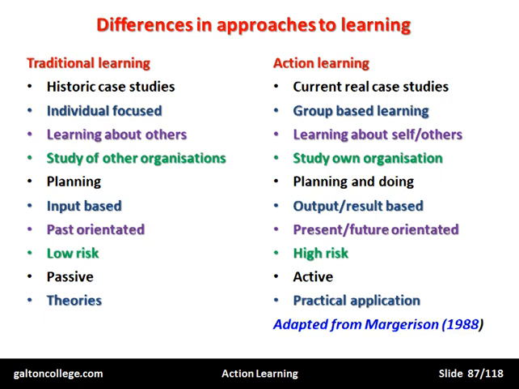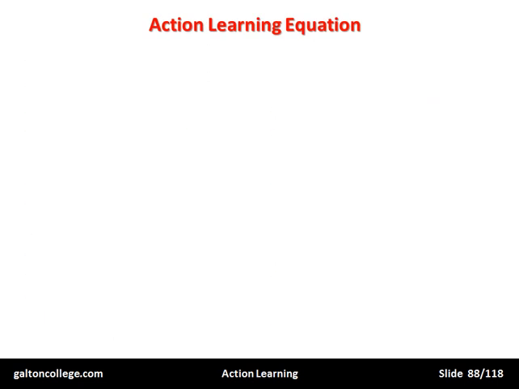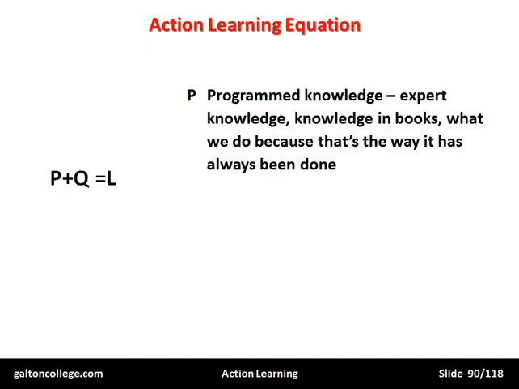Okay, the action learning equation. Well, I've already mentioned this earlier, but let's just go across it again slightly. So we have the programming approach plus questioning is equal to learning. You'll remember from earlier in this session. So P is programming knowledge. That's expert knowledge, knowledge in books. What we do because that's the way it has always been done.